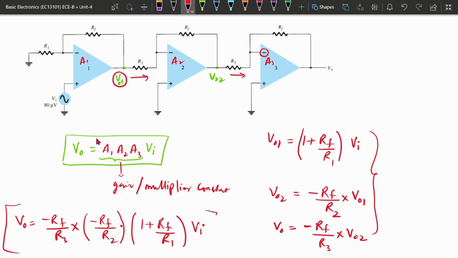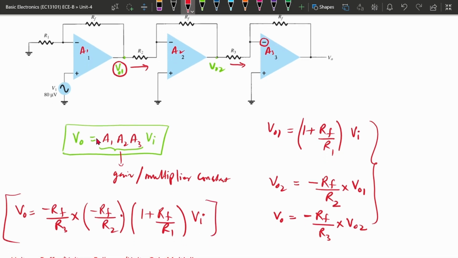From there we can see the gains. The individual gains are this one: this is the gain A3 of the last stage, this Rf by R2 is the gain of the second stage, and this is the gain of the first stage. So again we can see the output is the multiplication of the individual gains with the input.